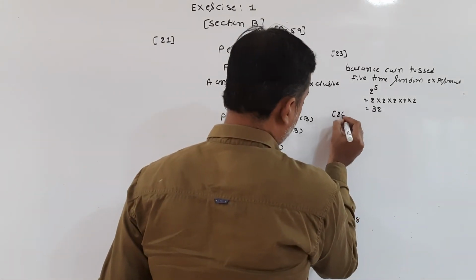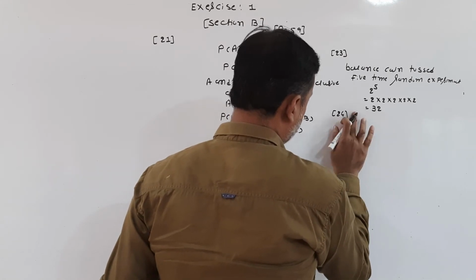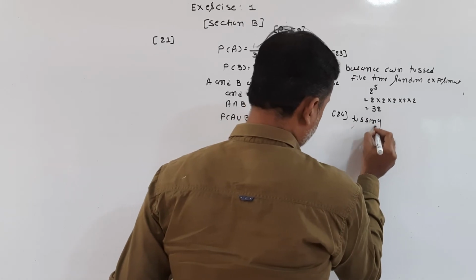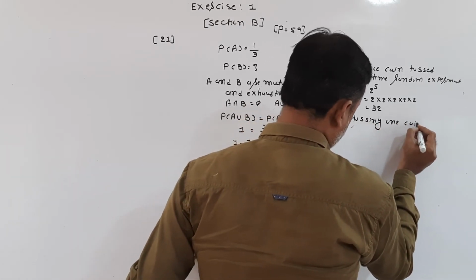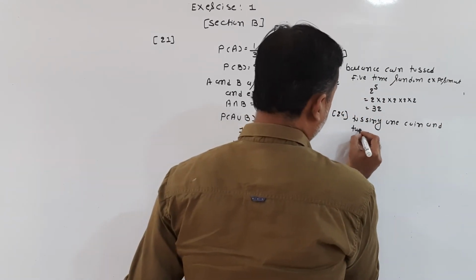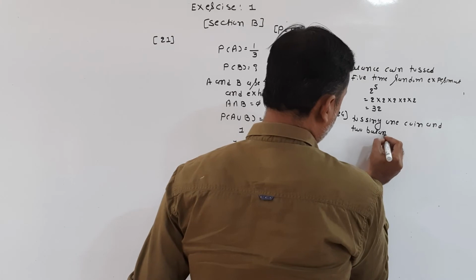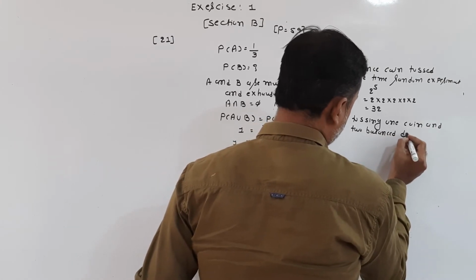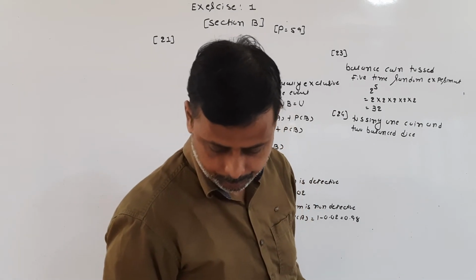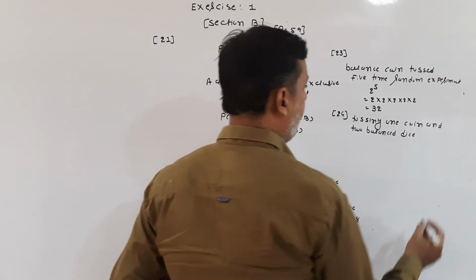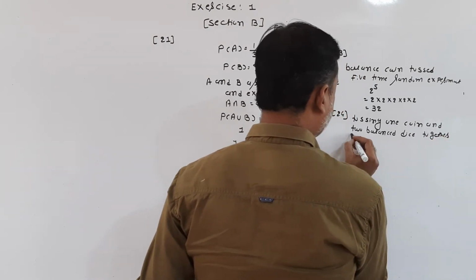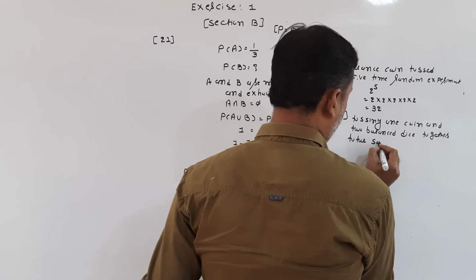24. Tossing 1 coin and 2 balanced dice together, total sample space.